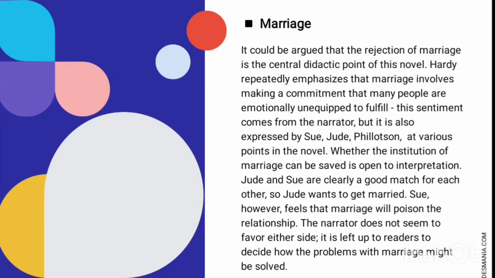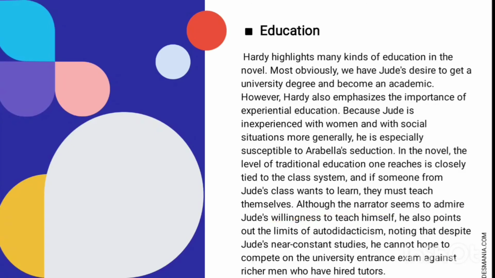Jude and Sue are clearly a good match for each other, so Jude wants to marry Sue. However, Sue feels that marriage will poison the relationship. The narrator does not seem to favor either side. It is left up to readers to decide how the problems with marriage might be solved.